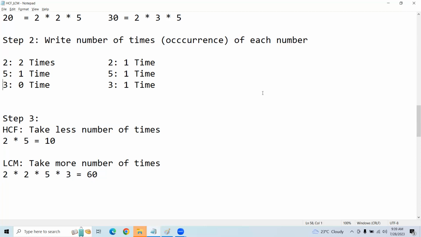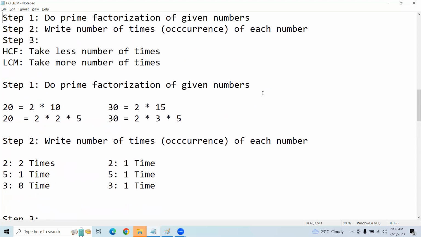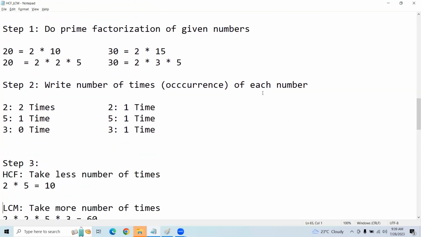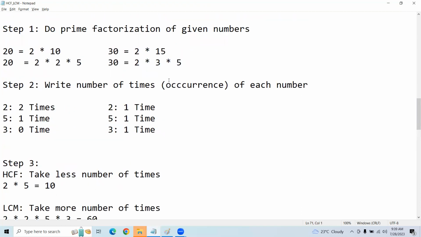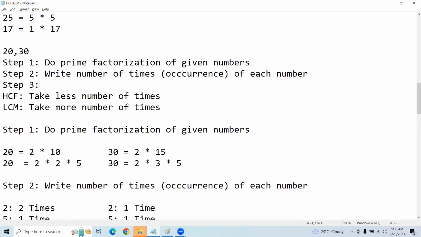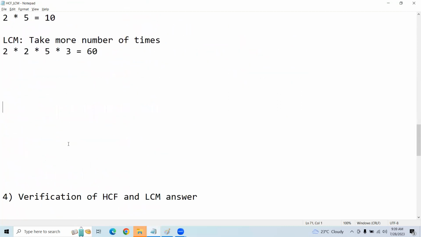Okay. So with this method, you will be able to find the HCF and LCM very easily. First you do prime factorization, then you write occurrences and compare their occurrences. For HCF, you take less occurrences and for LCM, you take more occurrences. Now we have found the answer that for 20 and 30, HCF is 10 and LCM is 60.